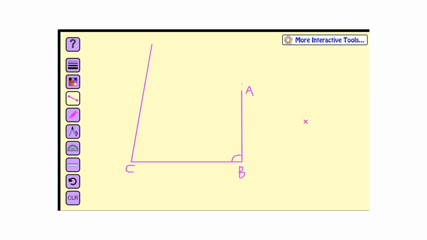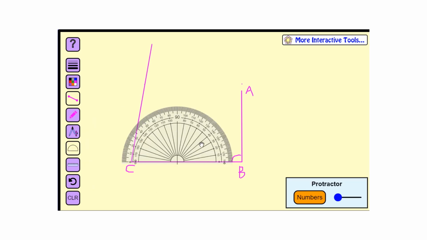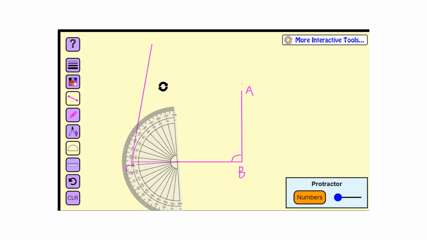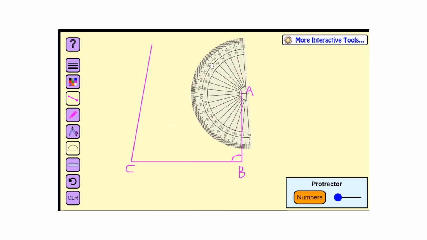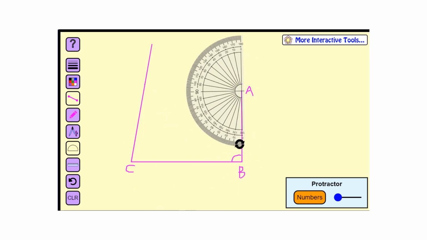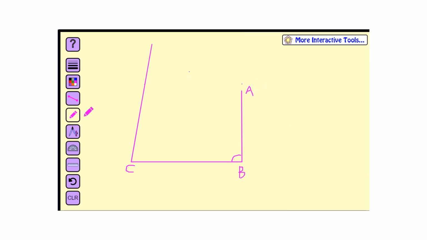Okay, and we are also told the angle BAD is 110, right? 110. So we need to measure 110. Put it here. Alright, so 110 will be here. That's 110. Okay, let's draw a line segment. Alright, so this point here will be your point D. Okay, right.